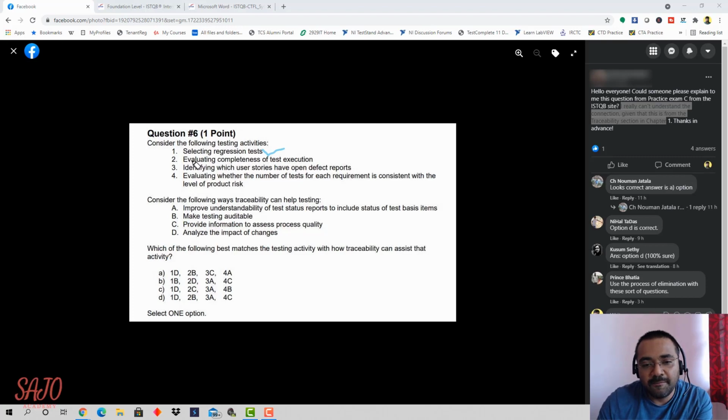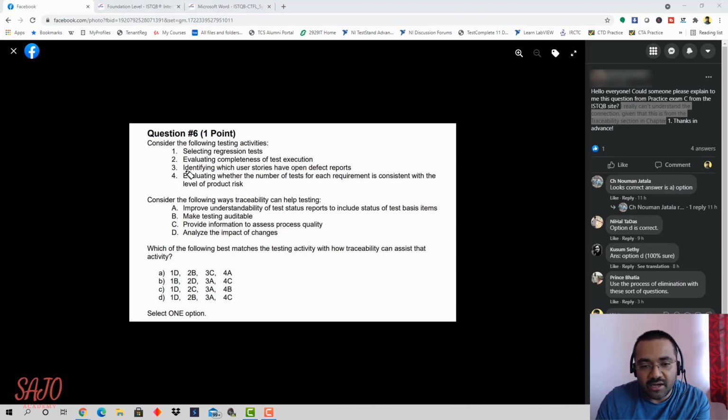Evaluating the completeness of the test execution. How can you evaluate completeness? You can check whether all the requirements are covered or not, and make the testing auditable. You can see whether you have enough test cases or not. You can measure the coverage if you have traceability matrices, and that way you can make the testing auditable. You know where the gaps are, which requirements are not covered, and you can plan a task to cover those requirements further.